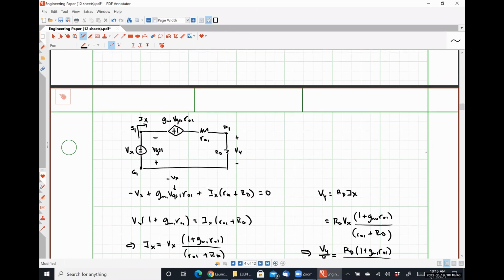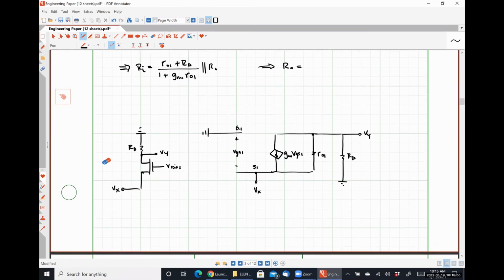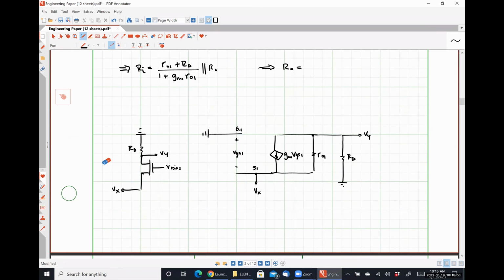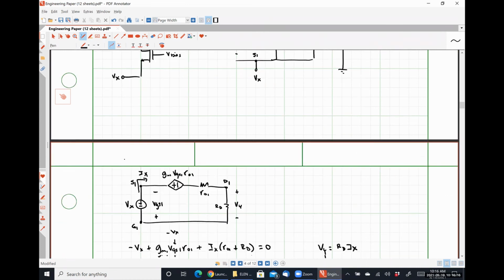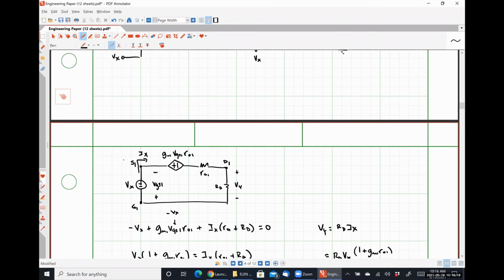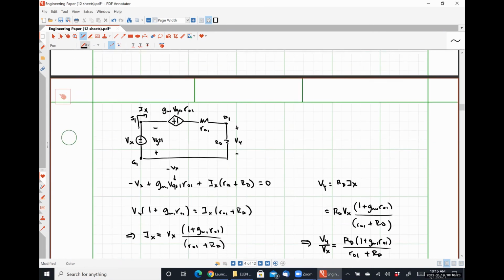The suggestion here is that what we're seeing looking into the source of transistor M2 is effectively identical to what we're seeing looking into the source of transistor M1, except we have an additional constraint. RD is shorted out because this node is also ground. So if we looked at this circuit where RD was set to 0, let me do it in blue up here.